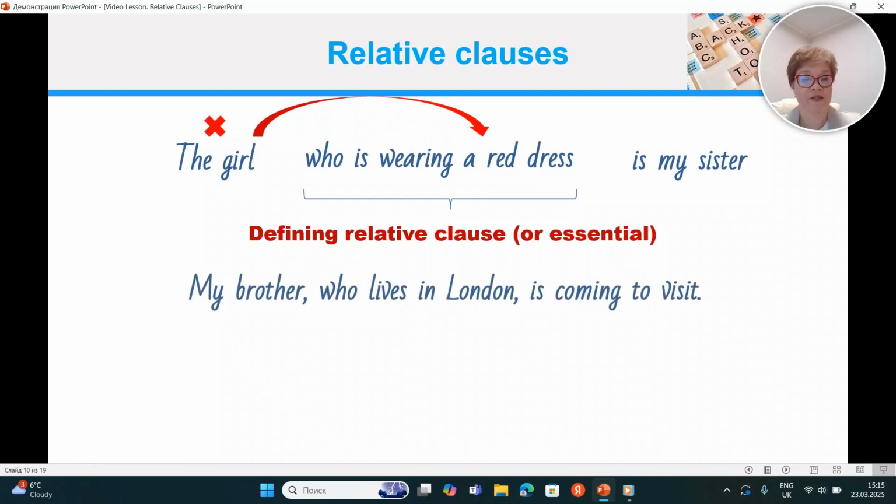Look at the second sentence. My brother, who lives in London, is coming to visit. We already know who my brother is, so who lives in London just adds extra information. The key difference here is that we never use commas to separate clauses in defining sentences. But we should always use commas if we add extra information, so if the sentence is non-defining.